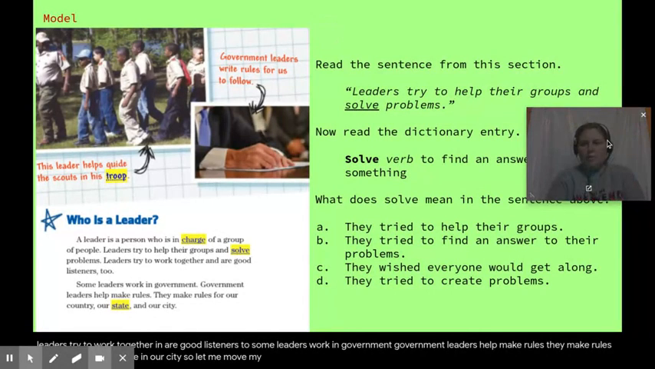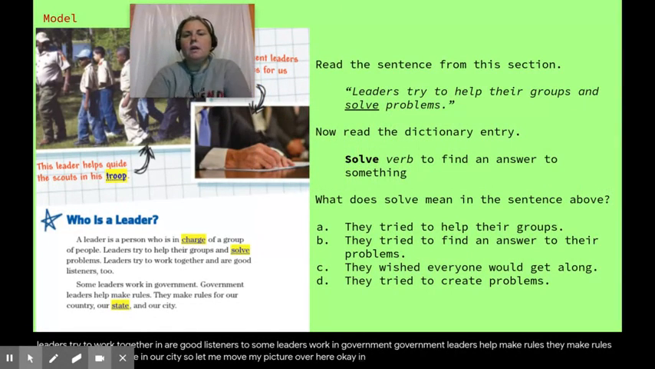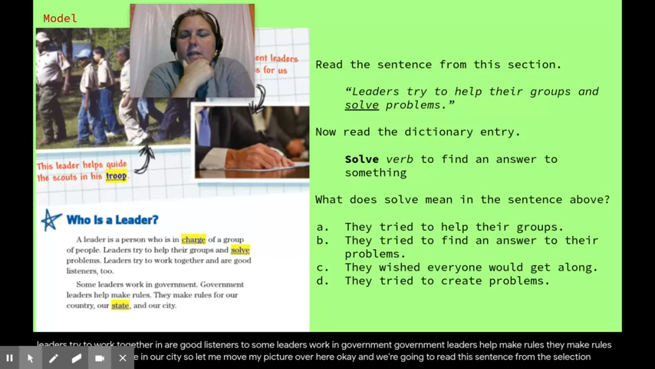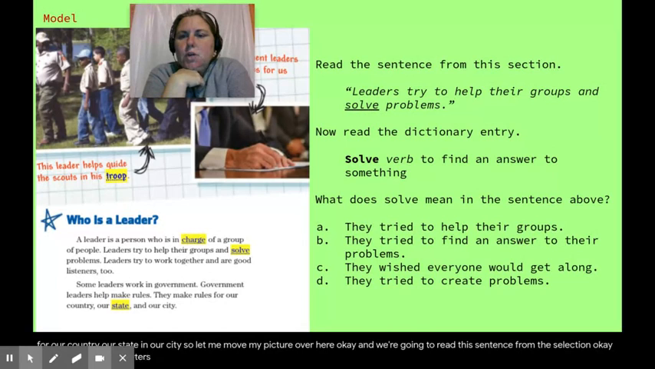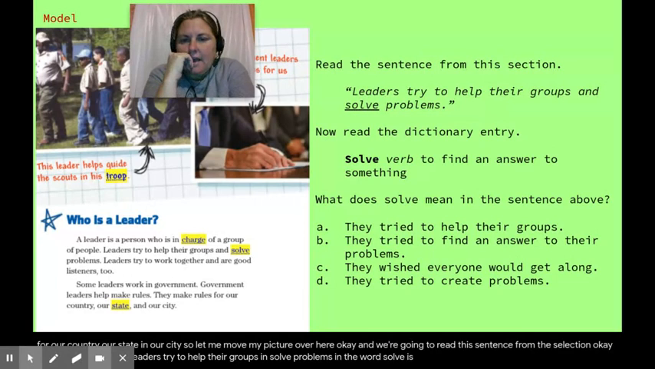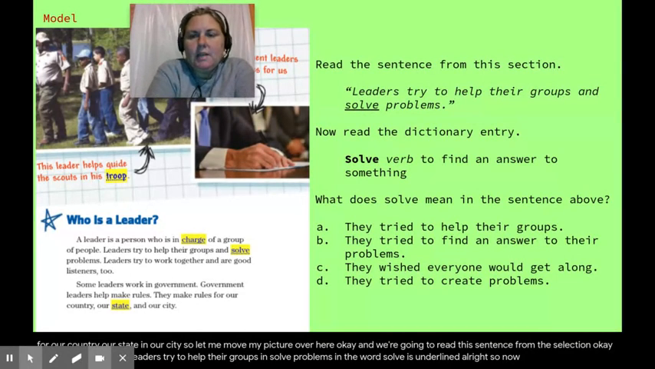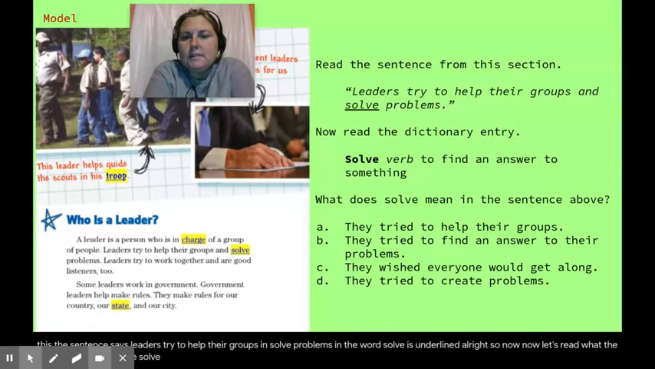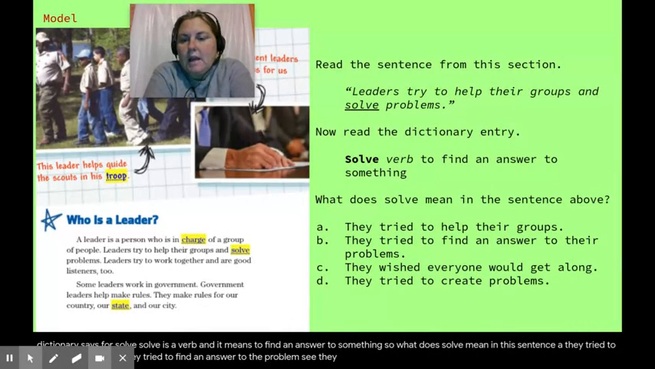So I'm going to move my picture over here, okay? And we're going to read this sentence from the selection. The sentence says, leaders try to help their groups and solve problems. And the word solve is underlined. All right, so now let's read what the dictionary says for solve. Solve is a verb and it means to find an answer to something. So what does solve mean in this sentence? A, they tried to help their groups. B, they tried to find an answer to the problem. C, they wished everyone would get along. Or D, they tried to create problems.